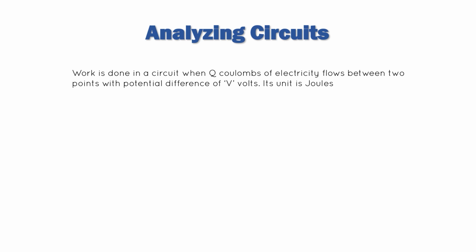Work is done in a circuit when Q coulombs of electricity flows between 2 points with potential difference of V volts. Its unit is joules. So work is equal to charge times voltage, where our charge is equal to I times T, which is current times time. We can also say from Q that work is equal to IVT or I squared RT. Of course, we know that V equals IR. If we take away V and bring in IR, we'll have I squared R. Okay, so that's how we have that formula.